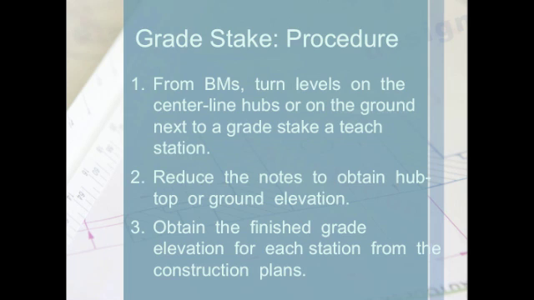Elevations are usually determined by an engineer's level and level rod. One procedure you can use for setting grade stakes is as follows. First, from benchmarks, turn levels on the center line hubs or the ground next to the grade stake at each station. Second, reduce the notes to obtain hub top or ground elevation. Third, obtain the finished grade elevation for each station from the construction plans.